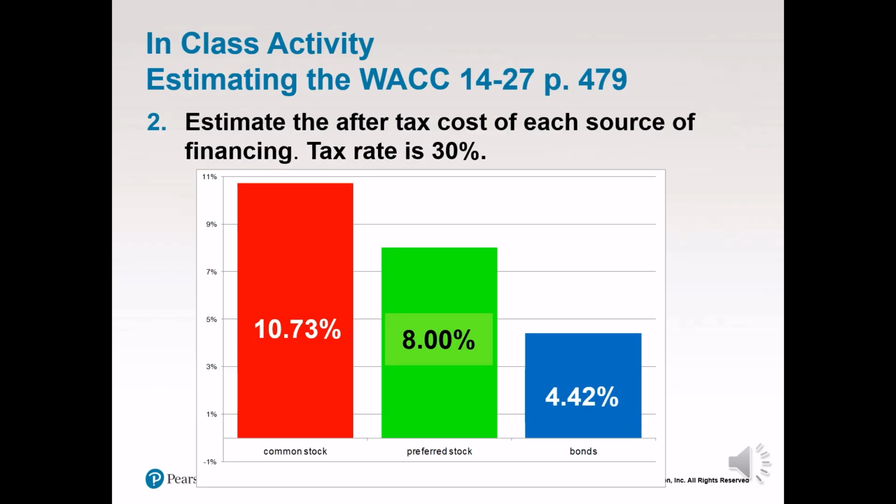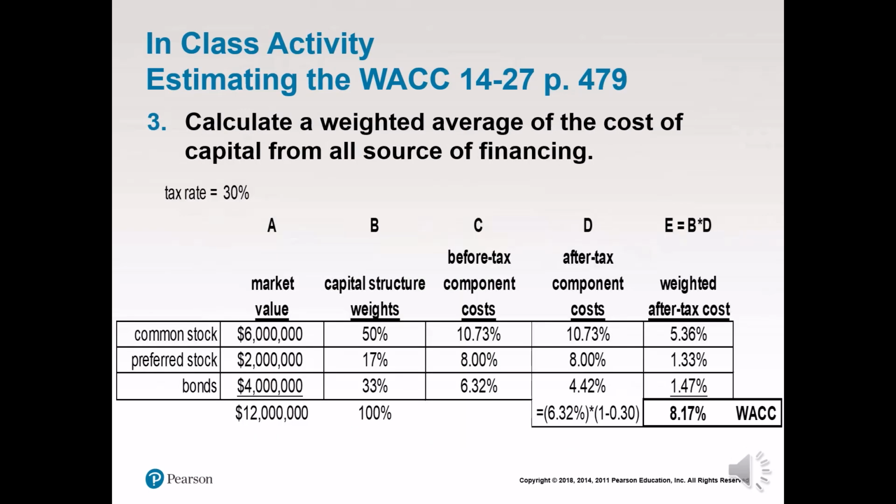Using the processes we have learned in previous chapters, we'll calculate our cost of bonds, of preferred stock, and of common stock. We need to make sure to adjust our after-tax costs for bonds, and then each one of these amounts in column D will be multiplied times our capital structure weight in column B to identify our weighted average after-tax cost of capital.